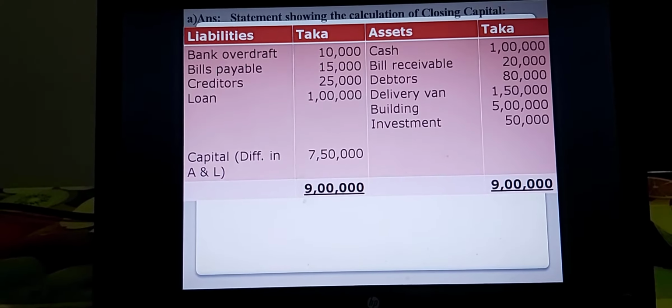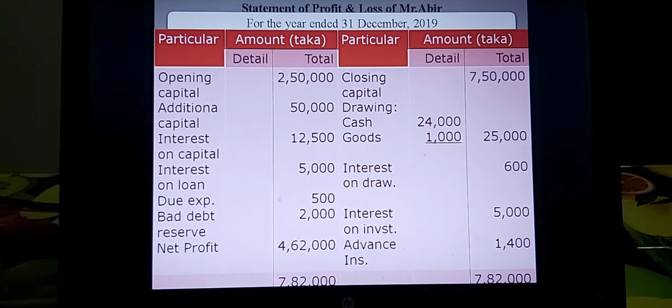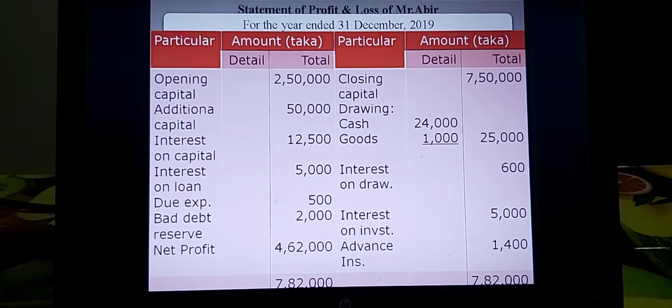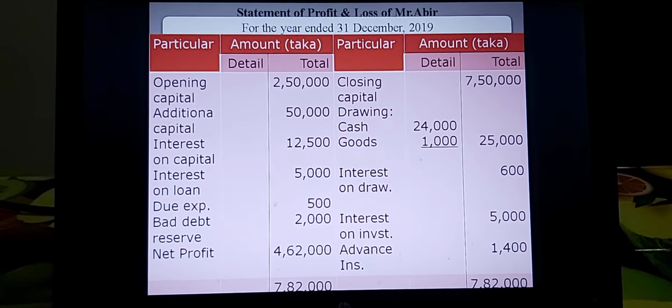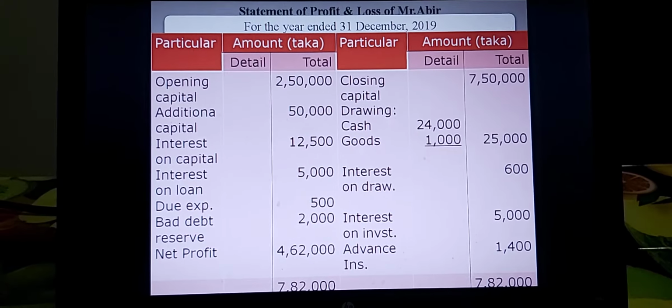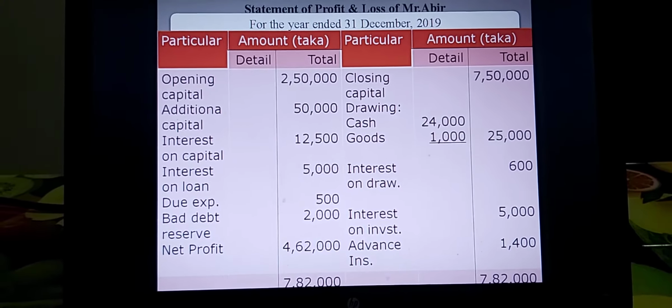On the left side, the second item is the amount of additional capital. This amount is available in the stem. Additional capital always is to be written on the left side of the statement of profit and loss. And the second item on the right side of the statement of profit and loss is drawings.